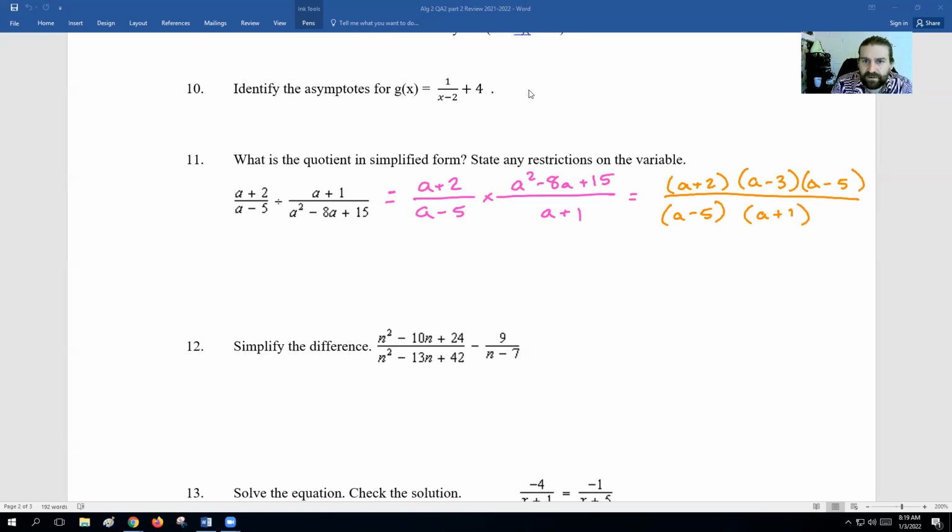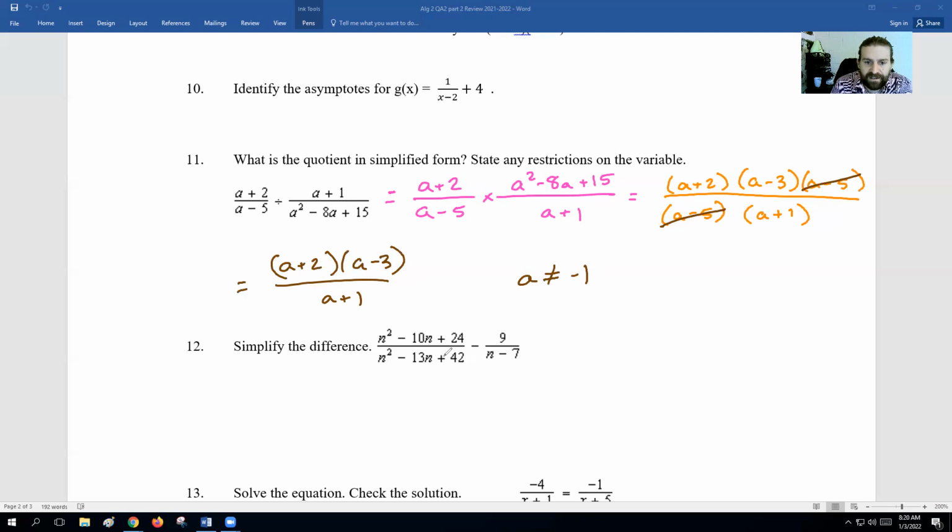All right, so we're going to see here, is there anything on the top that can cancel out anything on the bottom? And that's the a minus 5. So our answer here is just (a plus 2) times (a minus 3) over (a plus 1). Now the restrictions: remember, on the denominator, is there any number that you can't have on the bottom? That's basically saying a cannot equal -1. That would make the bottom equal to 0. So that's the restriction part.